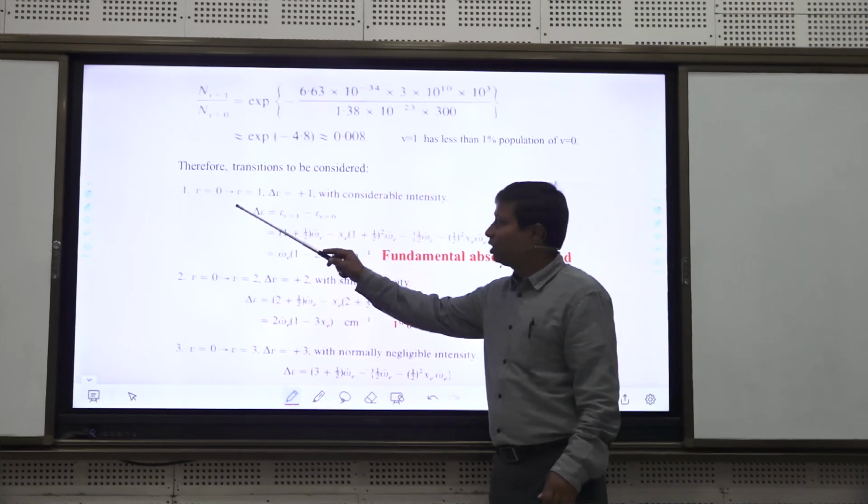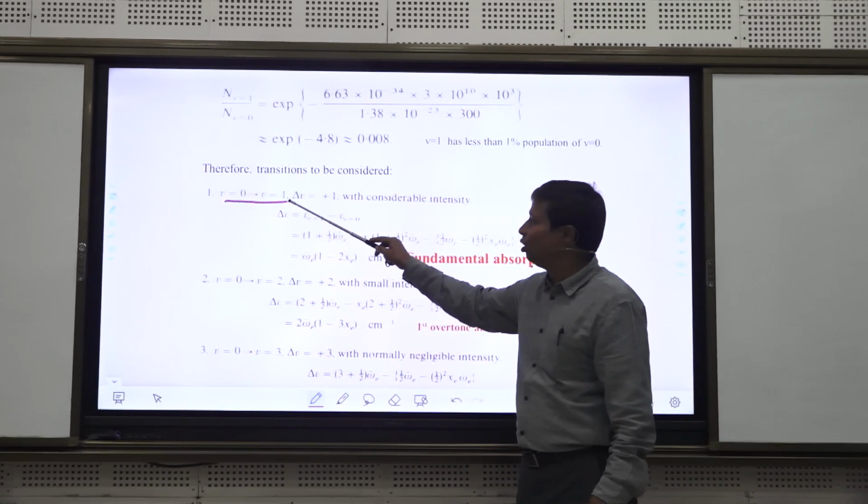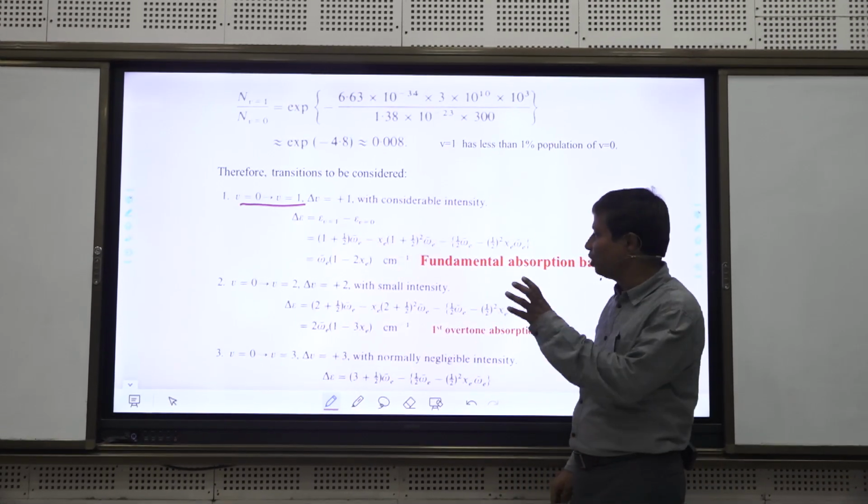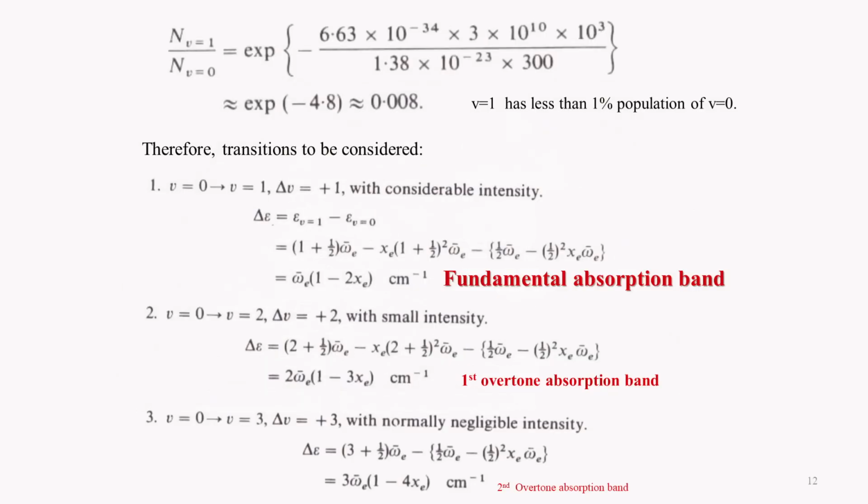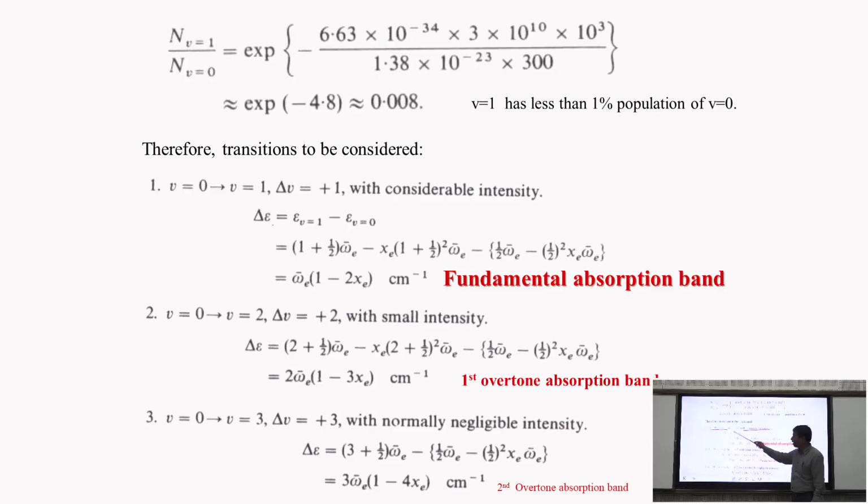So we will be considering V is equal to 0 to V is equal to 1. This will have a considerable intensity, and for that you use V is equal to 1 in the expression minus V is equal to 0, and whatever expression comes, that is called the fundamental absorption band. So the strong band you have seen, that is the fundamental absorption band.